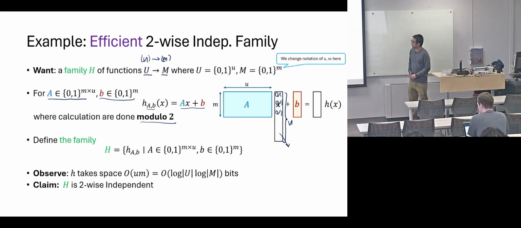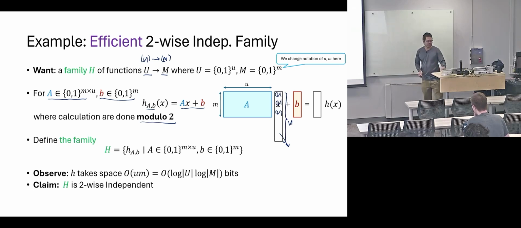But the next thing that is important is to show that this family is two-wise independent. Okay, so I'm going to show that.